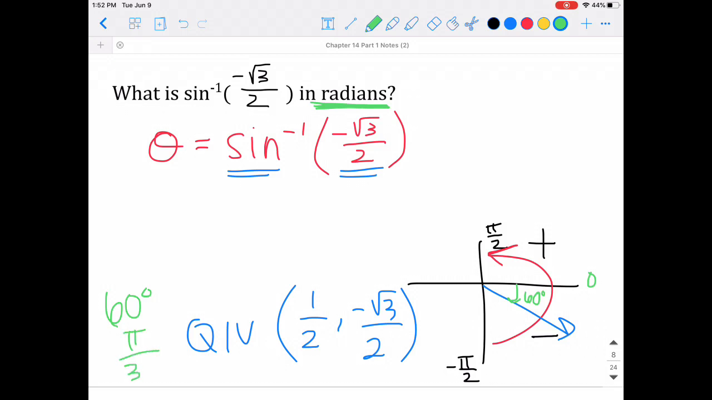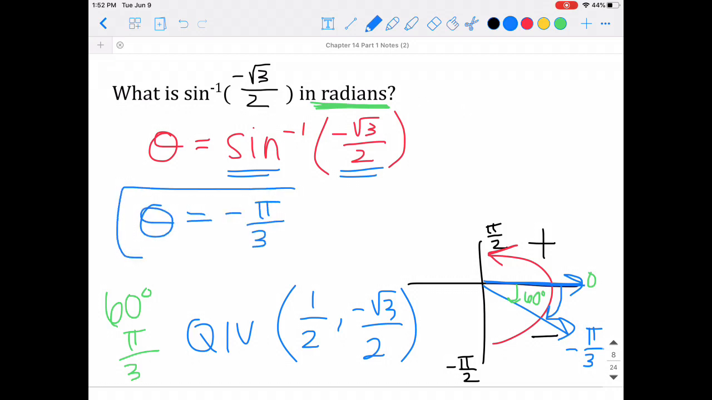But now be careful, because we're only talking about quadrants 1 and 4. So to get to pi over 3, we're going to have to move from our initial side in a clockwise direction, which would make this negative pi over 3. So in this case, our theta is going to be negative pi over 3. And if you plug this value into your calculator, you'll get the same thing. This is just based on our domain, which is from negative pi over 2 to pi over 2.